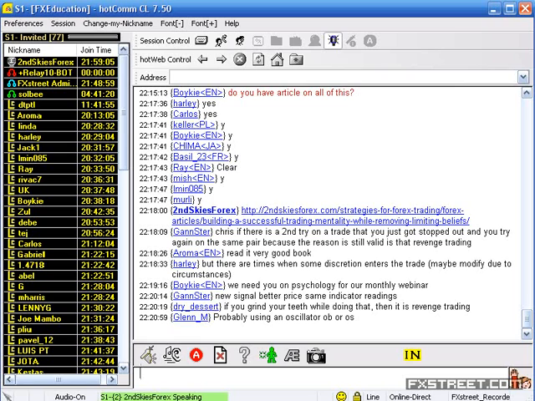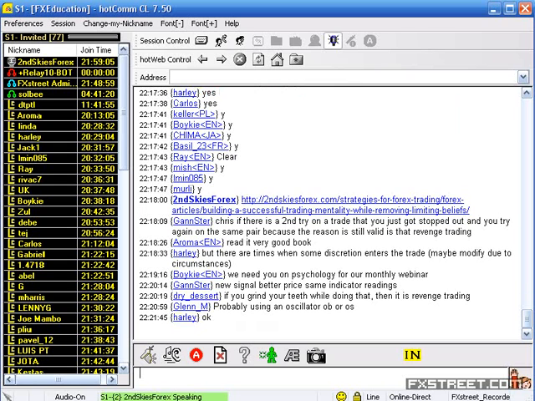Harley says, but there are times when some discretion enters the trade, maybe modified due to circumstances. That's true, Harley, and generally, that should only be about 10% of the time maximum, maybe 5%. On my fund, we actually list the amount of discretionary trading that we permit ourselves to do, and it's less than 10%. That means that a maximum of 1 out of 10 trades should be discretionary.